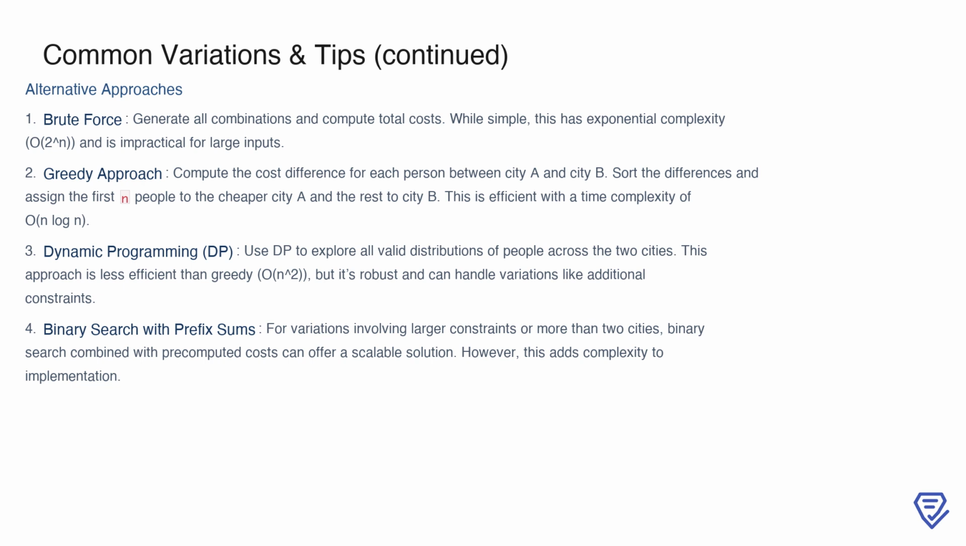By calculating the cost difference for each person between the two cities, sorting these differences, and then assigning the first n people to the cheaper city A and the rest to city B, you achieve optimal results with a time complexity of n log n. Dynamic programming is another option, where you explore all valid distributions of people across the two cities. Although this approach is robust and can handle additional constraints, it is less efficient than the greedy method, with a complexity of n squared. For more complex variations, such as scenarios with more than two cities, techniques like binary search combined with prefix sums can scale effectively. However, this adds implementation complexity and is typically reserved for advanced scenarios.